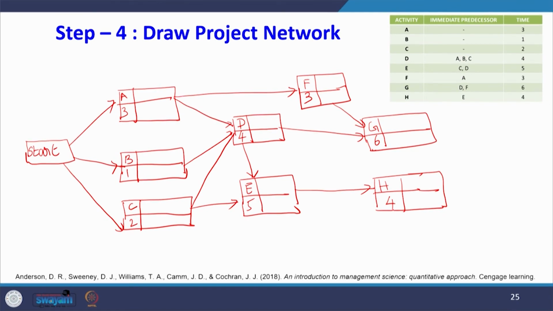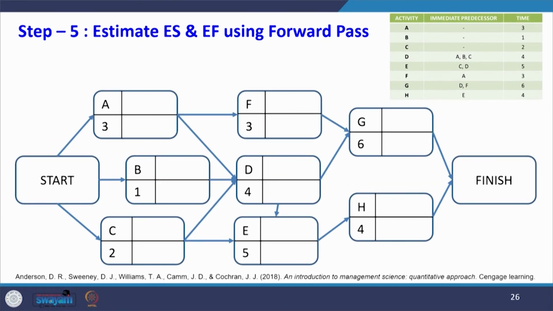Now, we will go to step 5. Step 5, estimate earliest start time and earliest finish time using forward pass. So, wherever there is no predecessors, the earliest start time is 0. Here it is 0, here it is 0, here it is 0. So, earliest finish time is earliest start time plus the duration of that activity, 0 plus 3, 3, 0 plus 1, 0 plus 2.